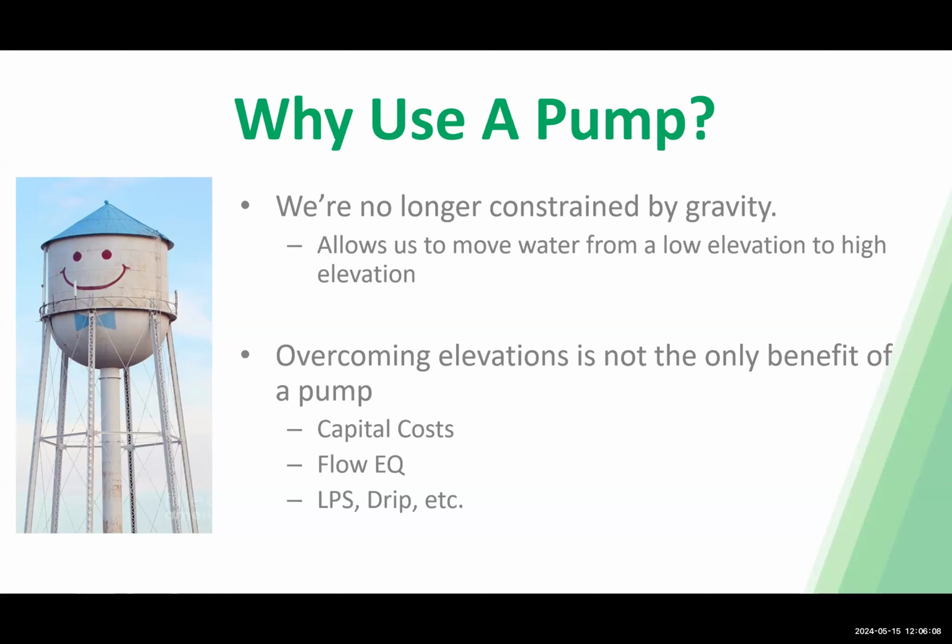Pumps also allow for flow equalization, which basically means we have control over the flow throughout the system from beginning to end. So we know exactly the amount of water that is going to be moved whenever that pump turns on. And you can also use pumps for various alternative treatment systems like low pressure sewer systems and drip systems, both requiring certain pressures to keep sewage moving throughout that system, as well as various other systems you may find out there.